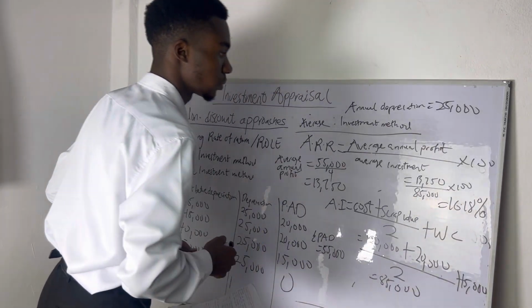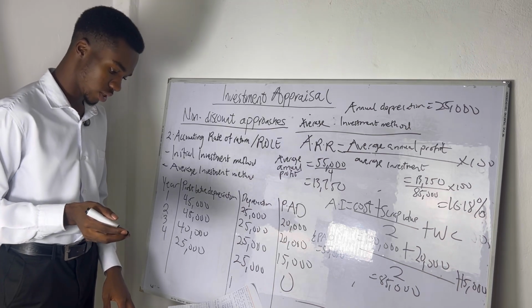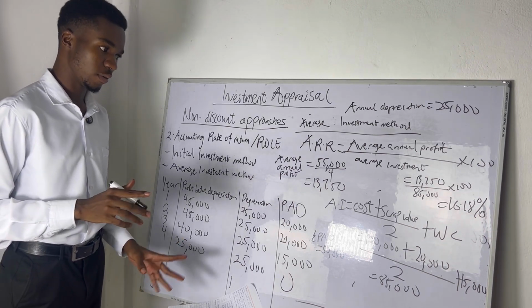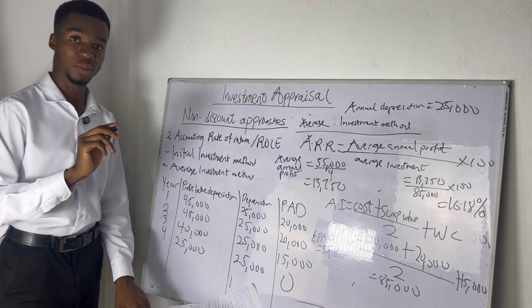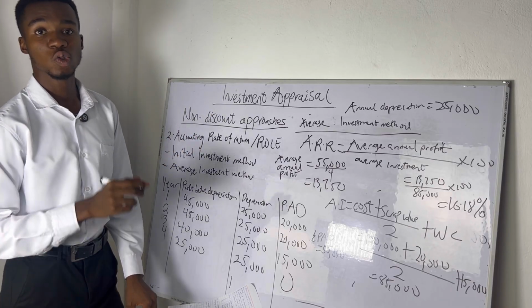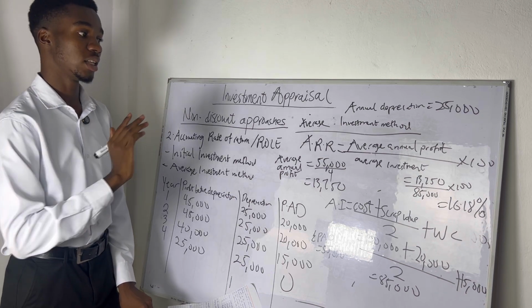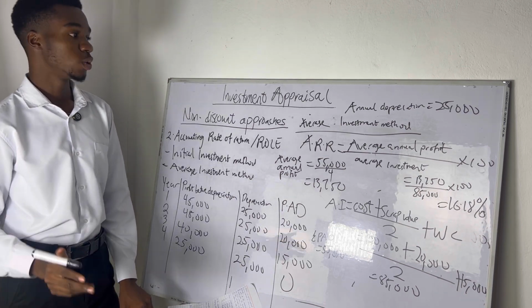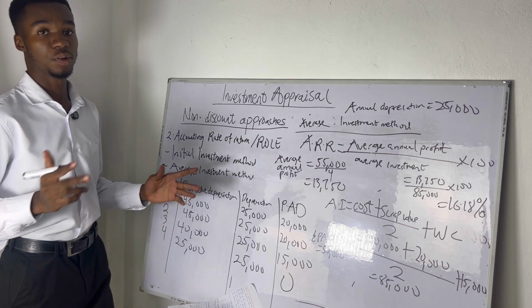So 16.18%. For the initial investment, we got 11 point something, but this one we are getting 16.18%, which is more than their minimum. Their minimum was 15%. So we are going to say the project should therefore be undertaken since it's more than their minimum accounting rate of return. So for the initial investment method, you are not going to accept it, but for the average investment method, you are going to accept it.